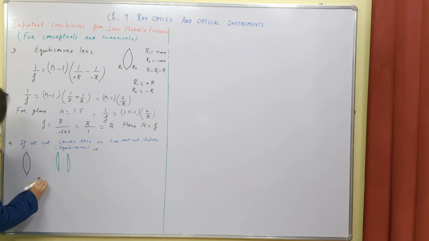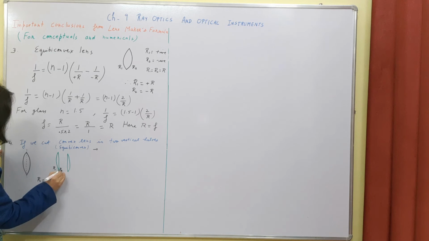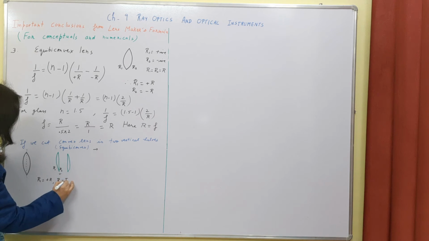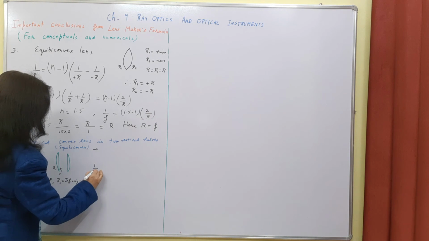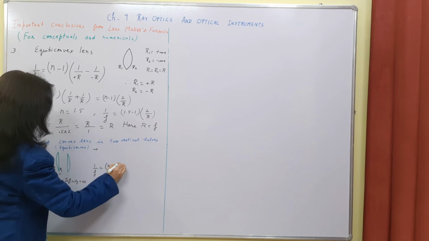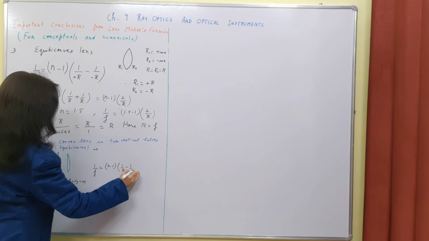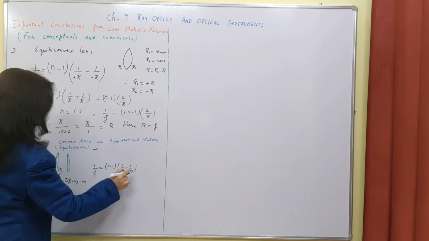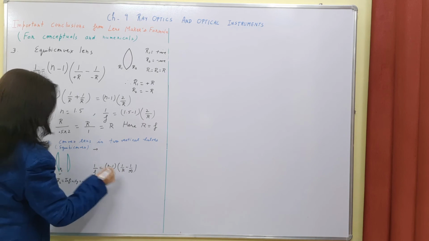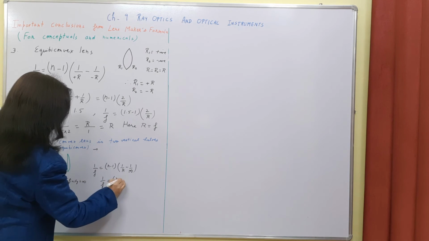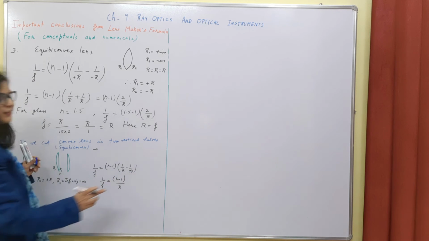So we know that R1 is plus R, right? We are taking this piece. So what will be the R2 in this case? This is R1, this is R2, right? So R1 is plus R and R2 is actually infinity for this face. So if we write the formula, 1 by f is equal to n minus 1, 1 by r minus 1 by infinity, right? If we write it, this will be 0. And if you want to consider it on left side, then you can write even minus also, but that is not going to make any difference. N minus 1 upon r, because 1 by infinity is 0.